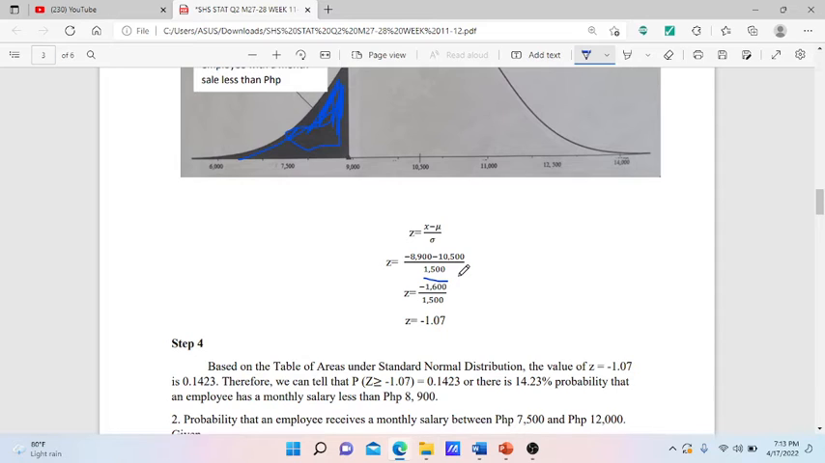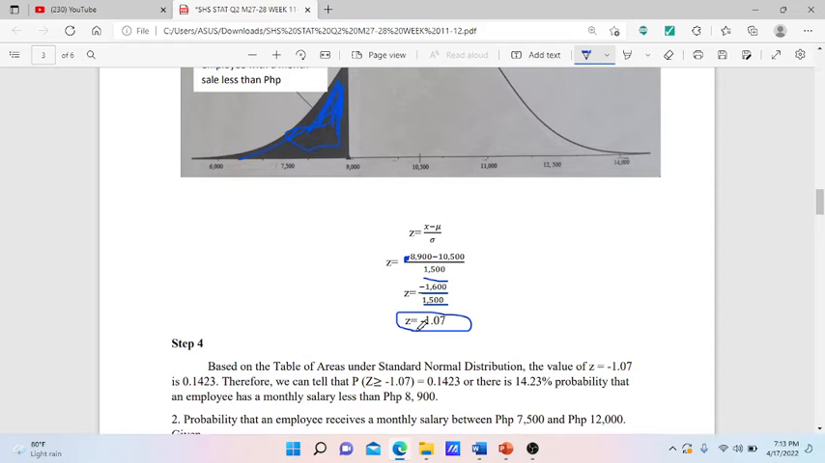Okay, so something is wrong here, so it is not negative. So 8,900 minus 10,500, so 16. Okay, so ignore the negative there because it was a typo. So 8,900 minus 10,500, so negative 1,600, then divided by 1,500, so negative divided by positive, so negative, right? Then the z-score is negative 1.07.